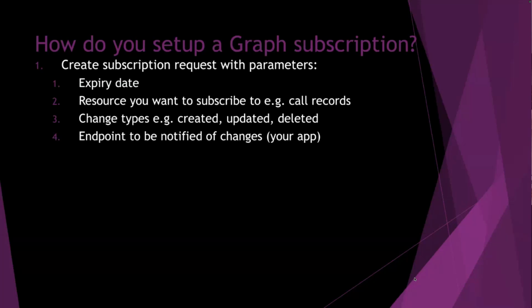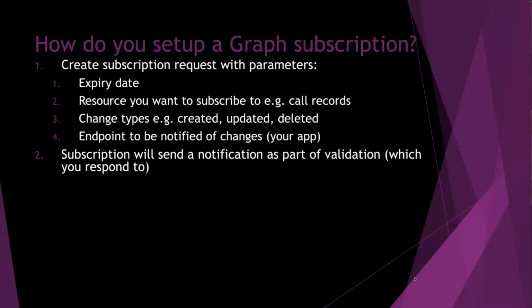Obviously, when Graph receives that subscription, it needs to know where to send the data to, so to notify us that something has been created or whatnot. So once we've set up that subscription request, it will then send a fake notification or pseudo notification to your notification endpoint to validate, to prove that you are listening, you are running on that endpoint that you've specified in the request. And then once that's validated, you just receive notifications until it expires.